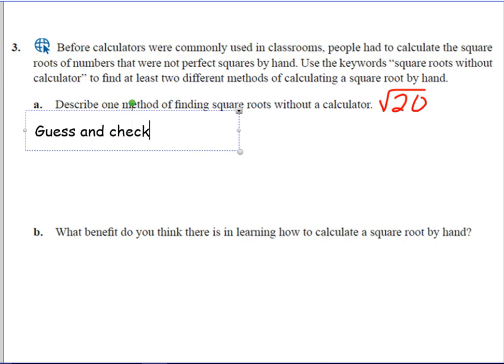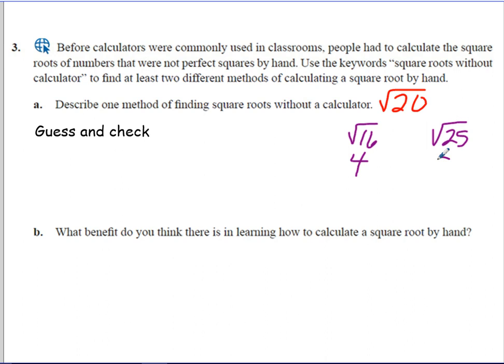And so what you would do for this case, for example, is that we would say, well, I know that the square root of 16 gives me 4, and the square root of 25 gives me 5, and so the square root of 20 must be between 4 and 5. Let me just type that because it's a lot quicker.